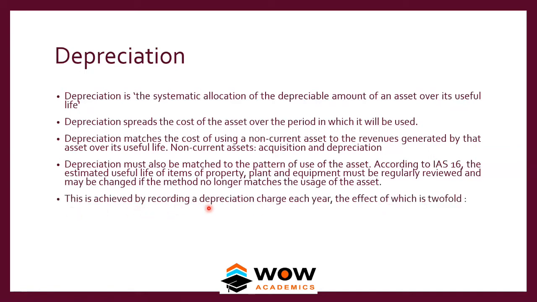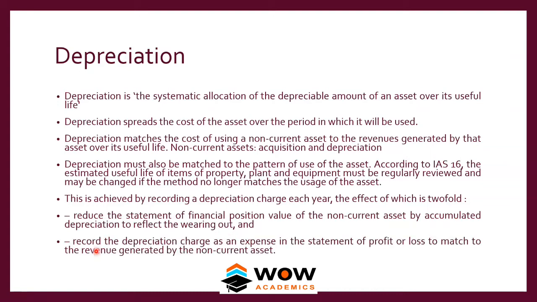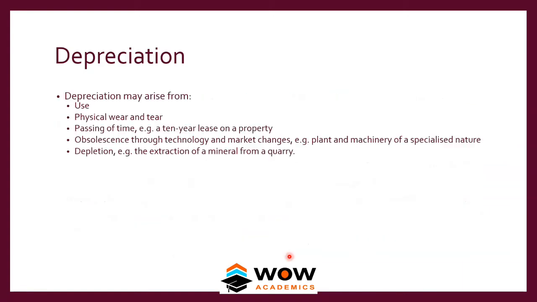This is achieved by recording a depreciation charge each year, the effect of which is twofold: reduce the statement of financial position value of the non-current asset by the accumulated depreciation to reflect the wearing out. So the value of the machine keeps on falling because of the usage. And also record the depreciation charge as an expense in the SOPL to match to the revenue generated by the non-current asset. So depreciation is an expense that has been used to produce the asset, so that has to be deducted from the P&L. So that's about the conceptual idea of depreciation.